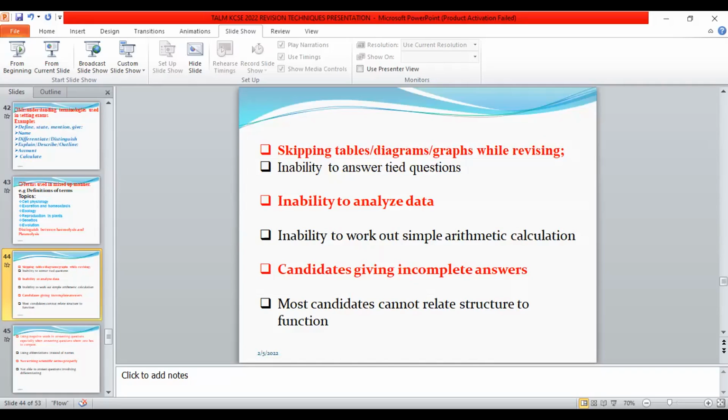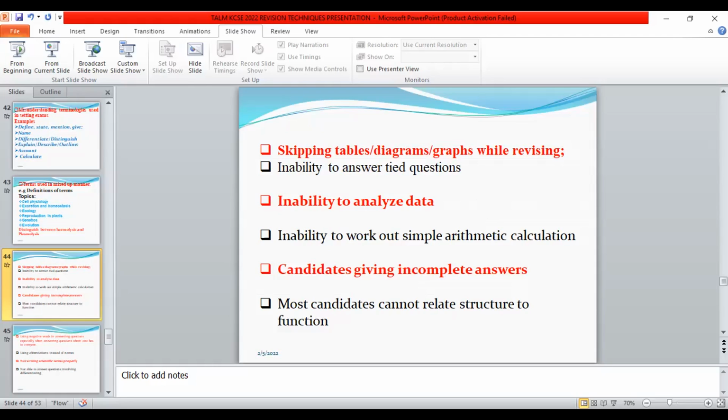Then, another reason, we have candidates giving incomplete answers. Please, let us train our candidates, just as we have always done, through giving them several questions, and then they get to understand that an incomplete response is not going to earn any mark. That is why we all need to know, and I know we know that in biology paper 1, even if the candidate gives a response that is very near the answer, as long as the answer is not correct, we are not expected to give them half a mark. We don't have half marks in biology paper 1.